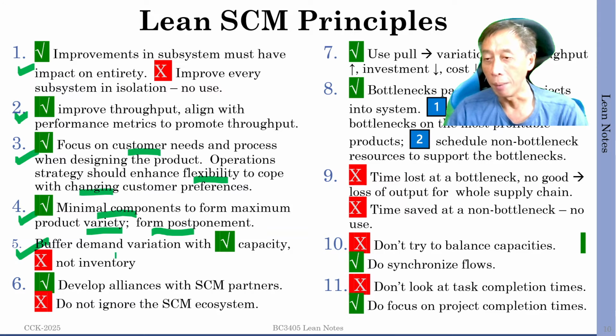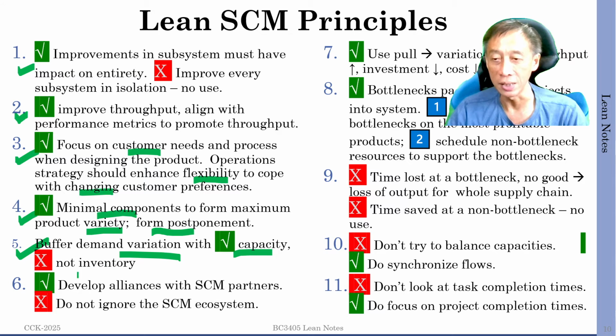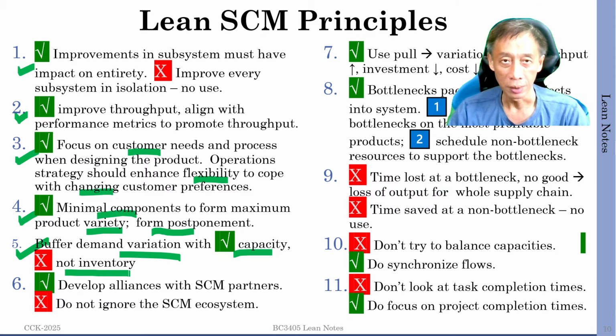Number 5, buffer demand variation with capacity, but not inventory. So try to have a high capacity machine that can produce a lot, if you need a lot. And of course, a high capacity machine can also produce little if you don't need a lot, right? Rather than make a lot slowly. That means low capacity but high inventory. You make a lot, keep making. Even at night you're making, in case there's a high demand tomorrow. You see the difference, right?